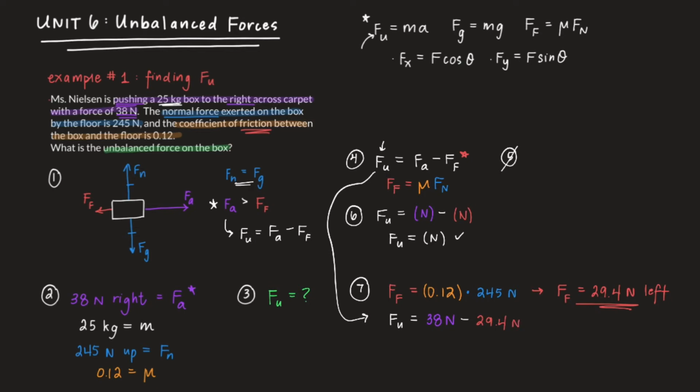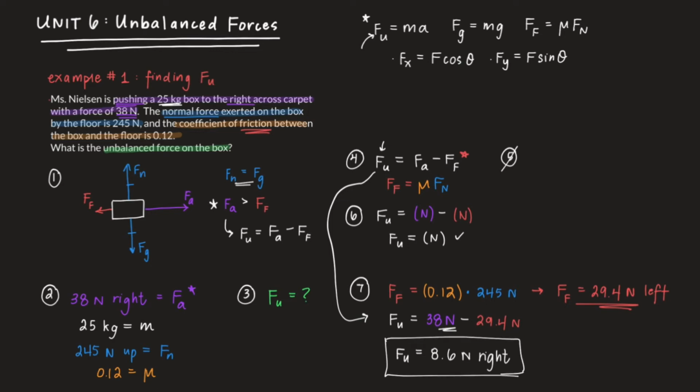We find that our unbalanced force is 0.6 newtons. Again, just simple subtraction there. And our unbalanced force is in the direction of the winning force. So in the tug of war, our applied force is winning, which is pointing to the right. So our unbalanced force is going to be pointing in that same direction to the right.